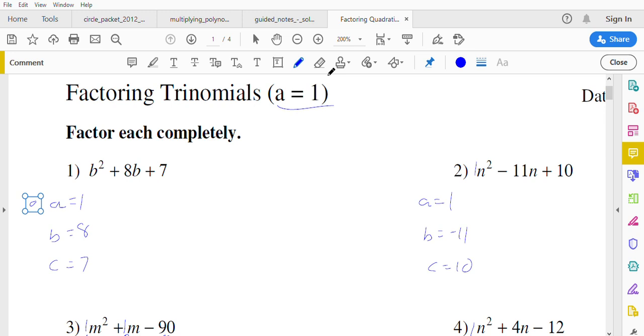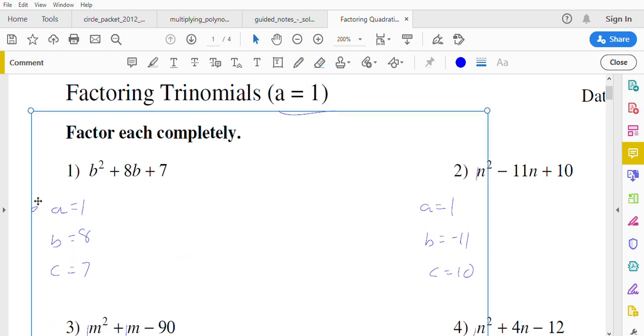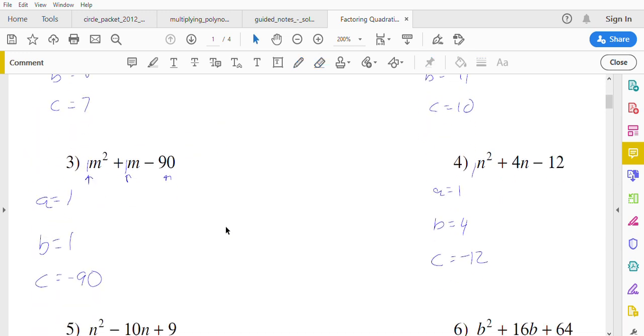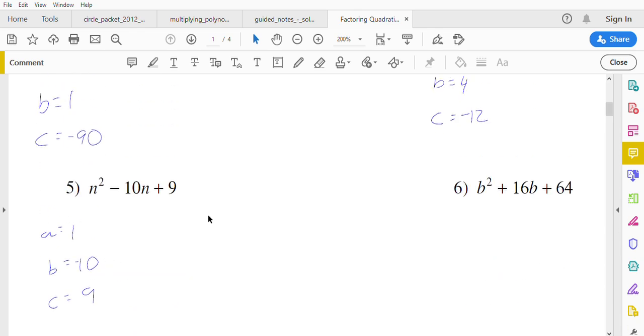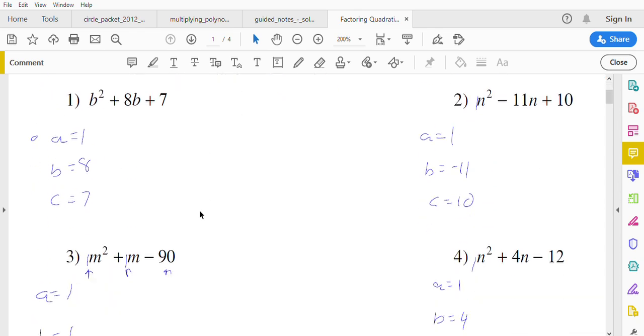Typically, if a does not equal 1, what it means for us is that that example won't be factorable. Now, if a doesn't equal 1, it can still be factorable, but we cover that more in algebra 2. So it's not something you guys really have to worry about right now. The first step to any one of these problems is seeing if a is equal to 1. If a equals 1, then we can continue.